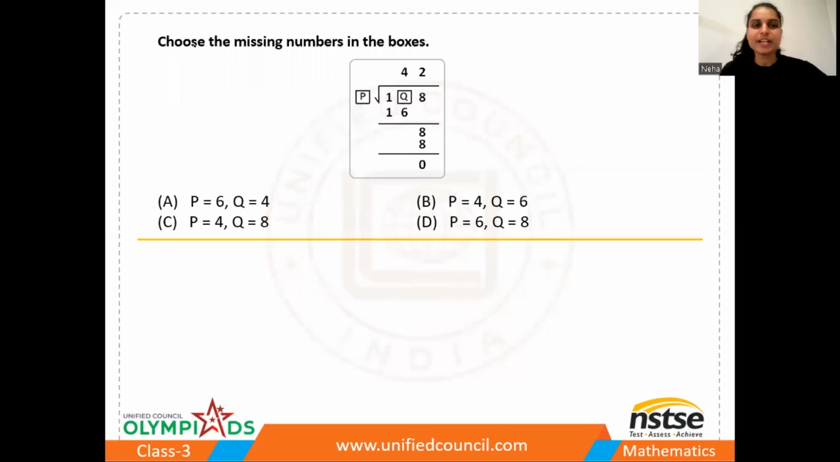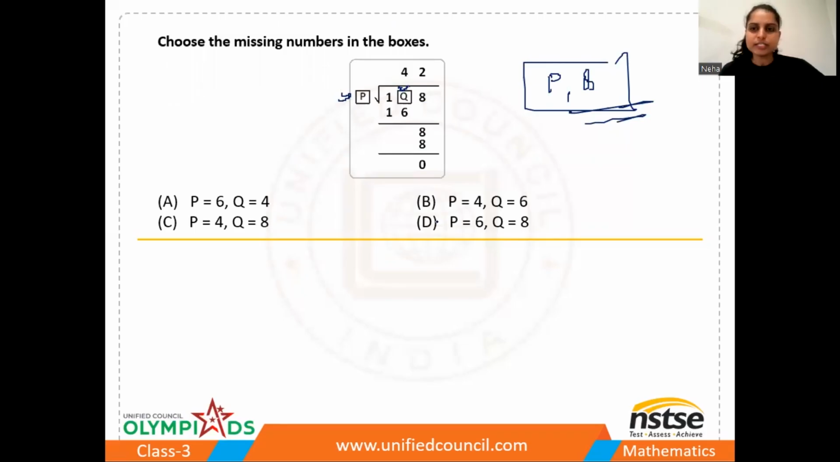This is your next question, my dear students, and in this question they are asking to choose the missing number in the boxes. So some boxes are given. I can see the boxes on the screen, one box is having P and one box is having Q. Basically, I have to find out the values of P and Q here, because in the options I can see the values of P and Q.